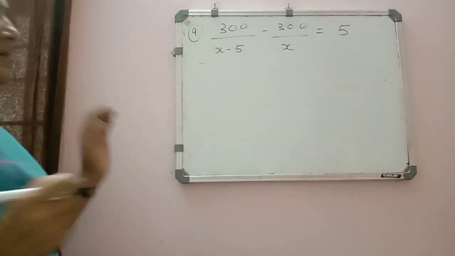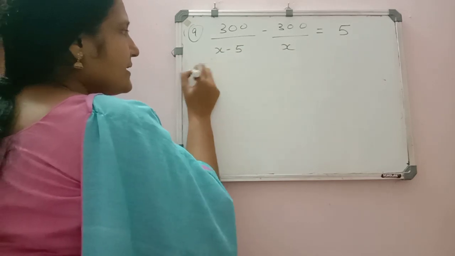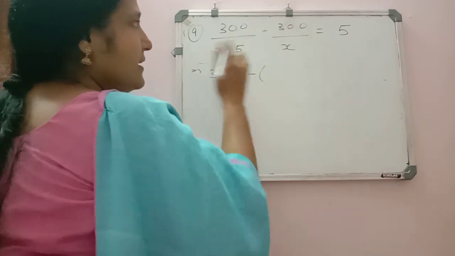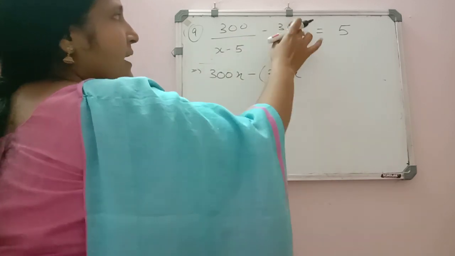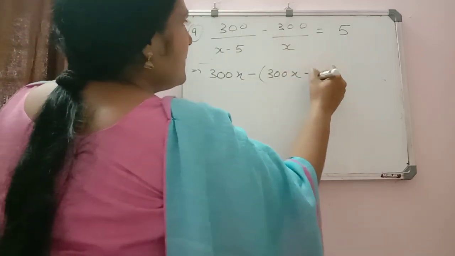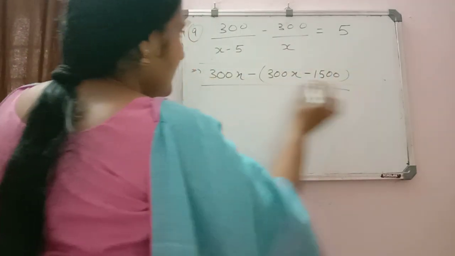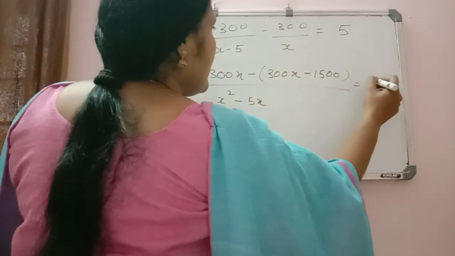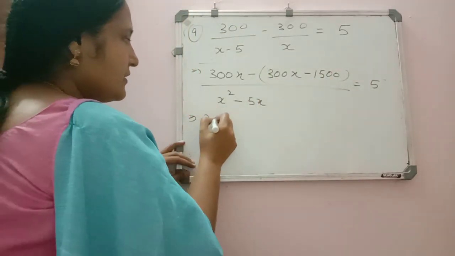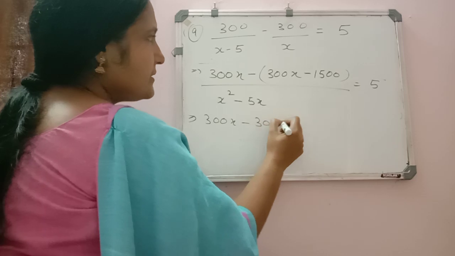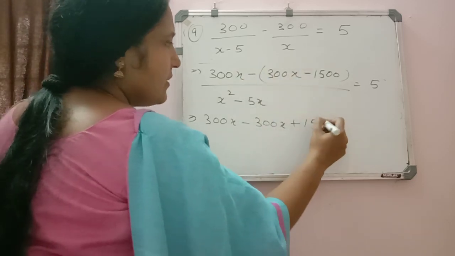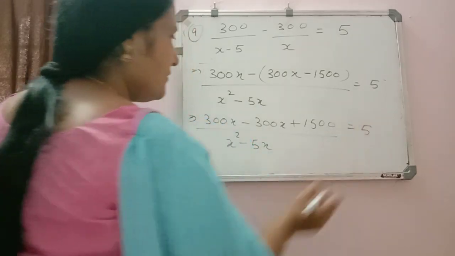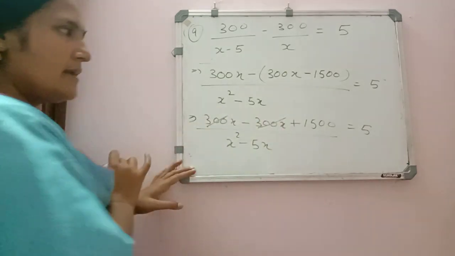Now we can simplify it. So it will be equal to 300 into x, 300x, minus sign is there, that's why I put the bracket. 300 into minus 5 will be equal to minus 1500 by x into x minus 5, so x square minus 5x, is equal to 5. Now open the bracket: 300x minus 300x, minus into minus plus 1500 by x square minus 5x is equal to 5. 300x and minus 300x will get cancelled.